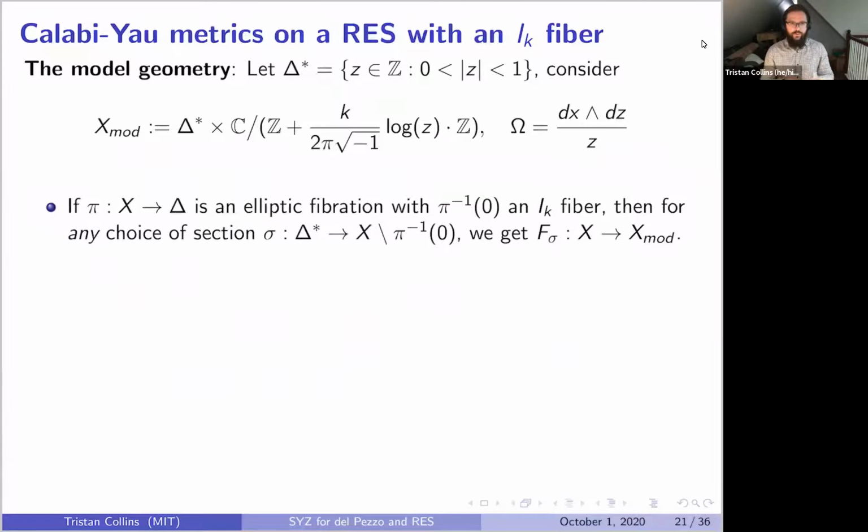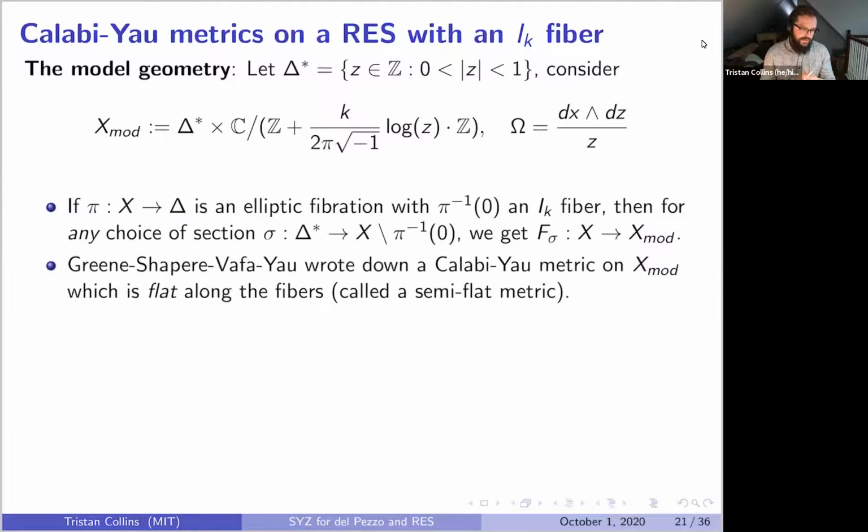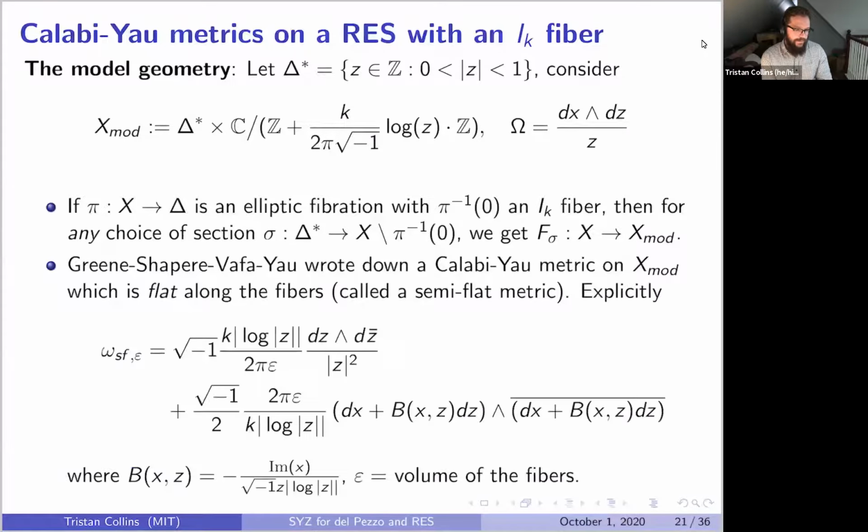If you have any elliptic fibration over a disk, and assume it has a local section over the punctured disk, then you get a map to this model geometry by using the fiber-wise Abel-Jacobi map for a suitable choice of basis of the first homology of the fiber. That's how you identify an elliptic fibration with this model fibration. Then Greene, Shapere, Vafa, and Yau wrote down a flat Calabi-Yau metric on this model space, which is flat along the fibers. So it's called a semi-flat metric. It has the following form.